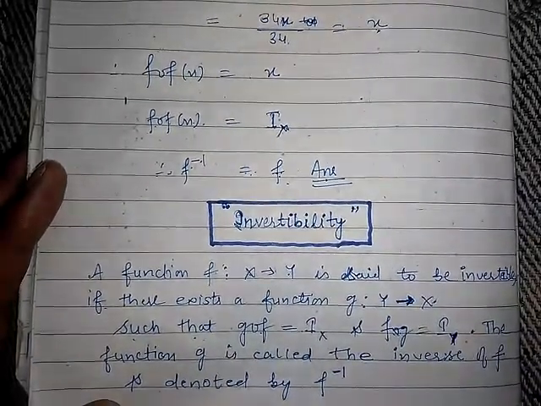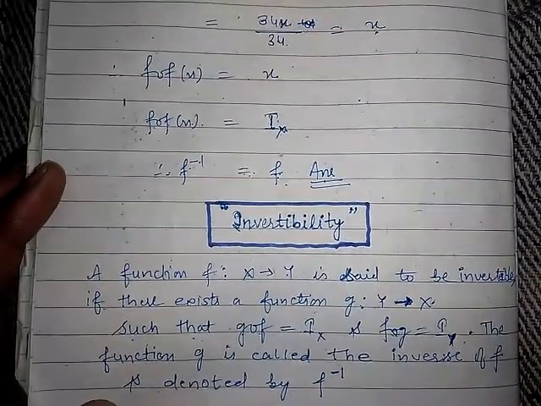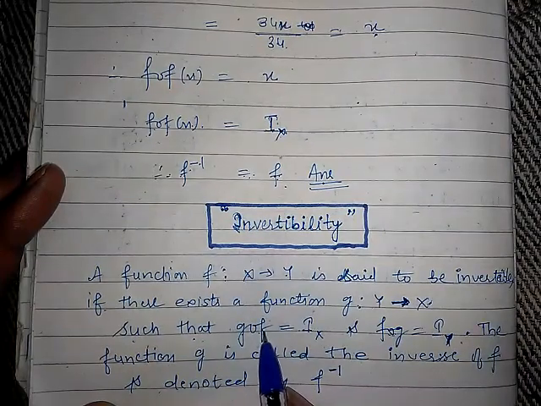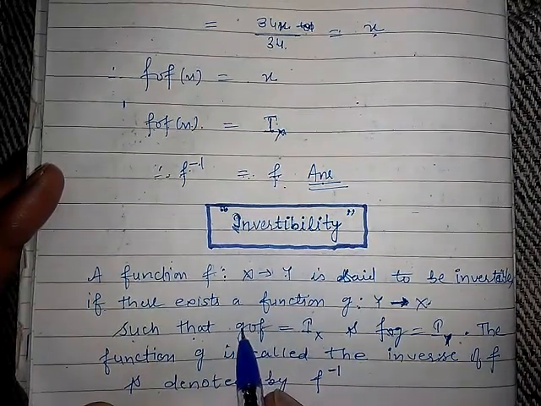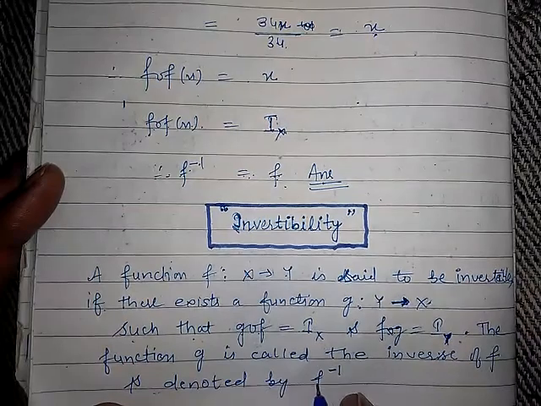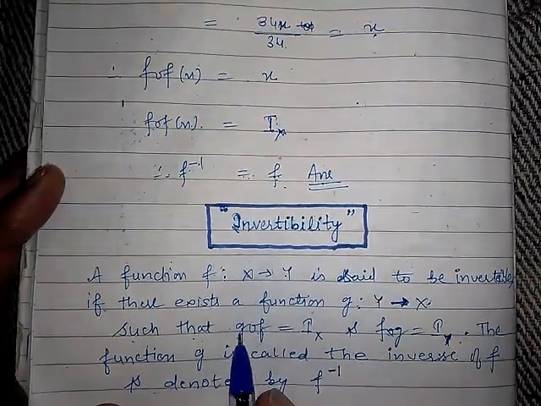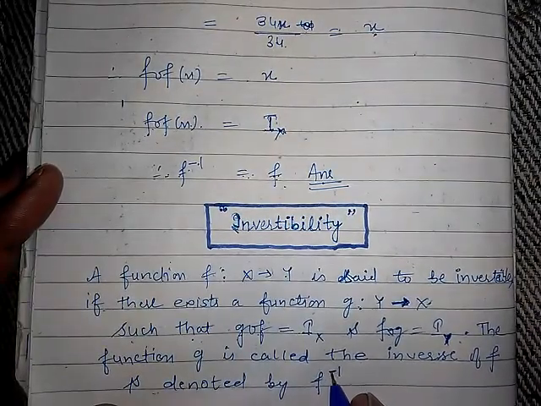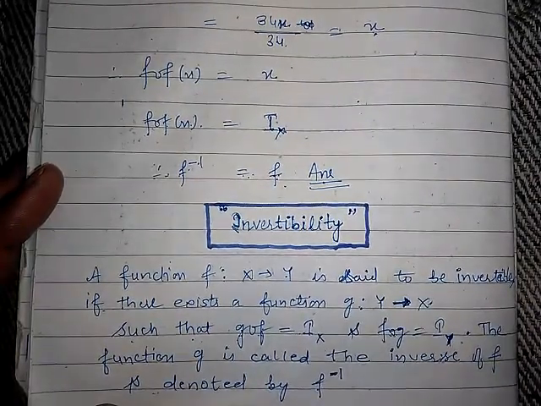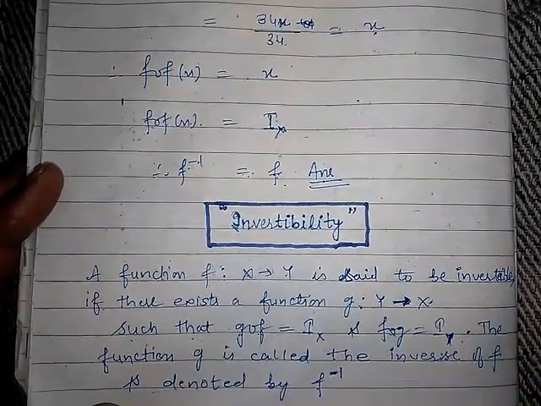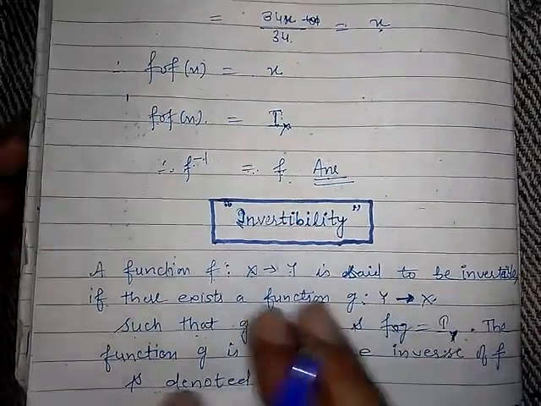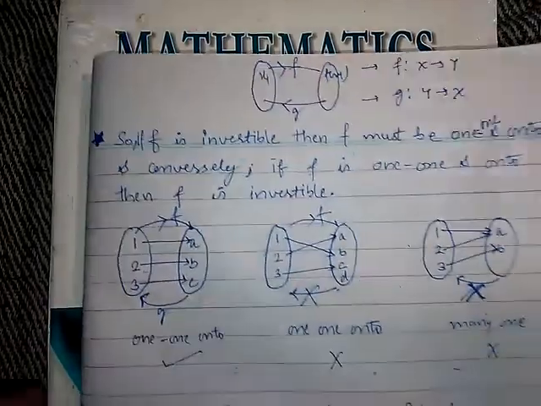The function g is called the inverse of f, or you can also say that f is the inverse of g, and it is denoted by f inverse. It means to say here g is the inverse of f and that is denoted by f inverse, or you can say f inverse is equal to g also. Clear? So look at the condition x to y then y to x. The same we can represent with the help of a figure also to make it very clear.